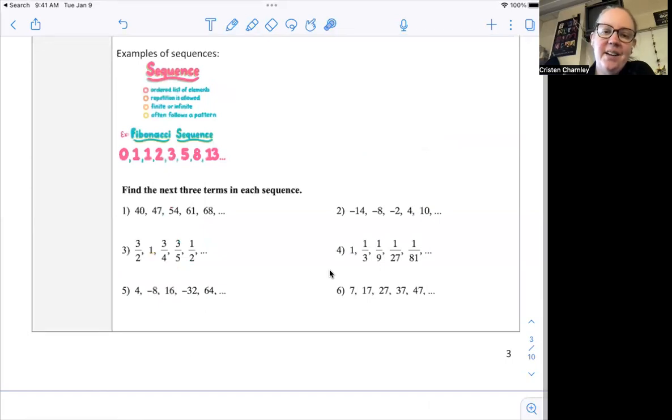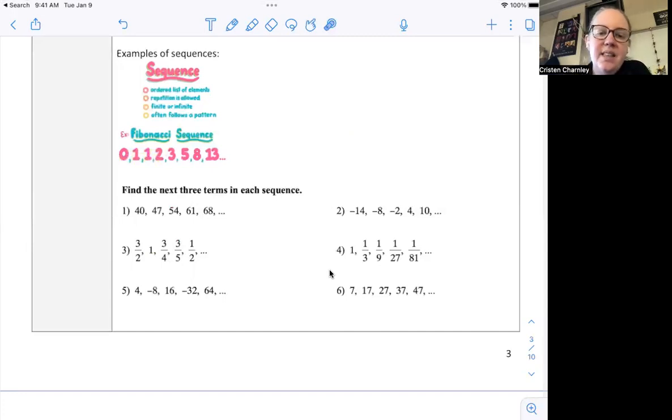One of the ones that's up there is the Fibonacci sequence. I'm sure you've heard of it, but it shows up a lot in science and nature. The way the Fibonacci sequence works is you start with 0 and 1, and then you add the previous 2 terms to get the next term. So 0 plus 1 is equal to 1. And then 1 plus 1 is equal to 2. And then 1 plus 2 is equal to 3. And then 2 plus 3 is equal to 5, and so on and so on. So that one's kind of a neat one.